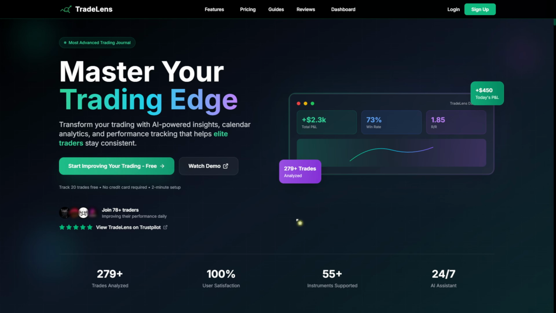Alright guys, so here we are at the second demo of TradeLens. Now a lot of things have changed and we have overall just way more things that we would like to present to you so you can bring your trading to the next level.